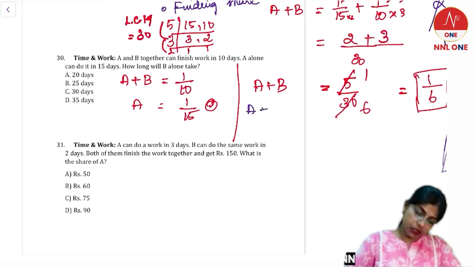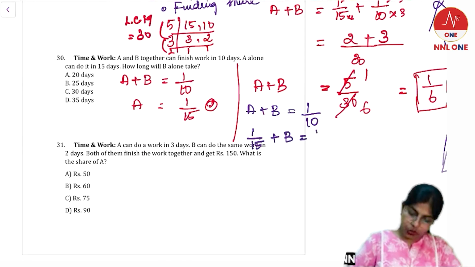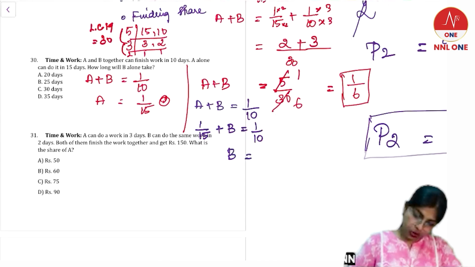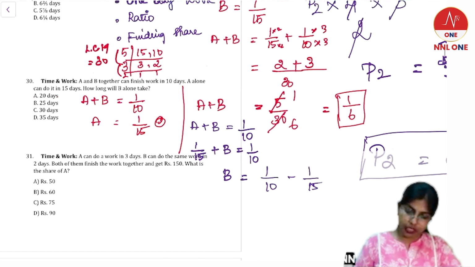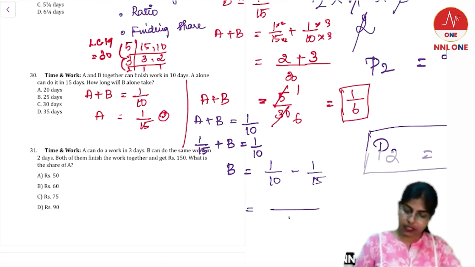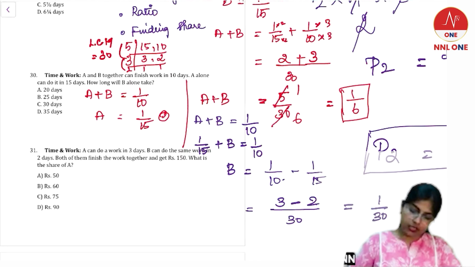So what will be the substituting values? A plus B is equal to 1 by 10. What is the value of A? It is 1 by 15. 1 by 15 plus B is equal to 1 by 10. B is equal to 1 by 10 minus 1 by 15. What is the LCM of 15 and 10? As we already saw in our previous sum, it is 30. 10, how many times is 30? 3. 15, how many times is 30? 2. So 1 into 2 will be 2. 3 minus 2, it is 1 by 30. So the answer is B alone can complete the work in 30 days.